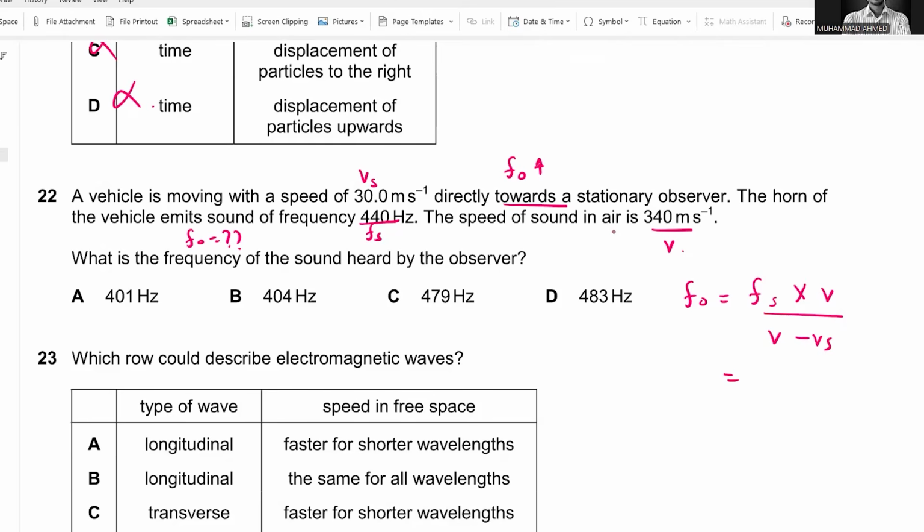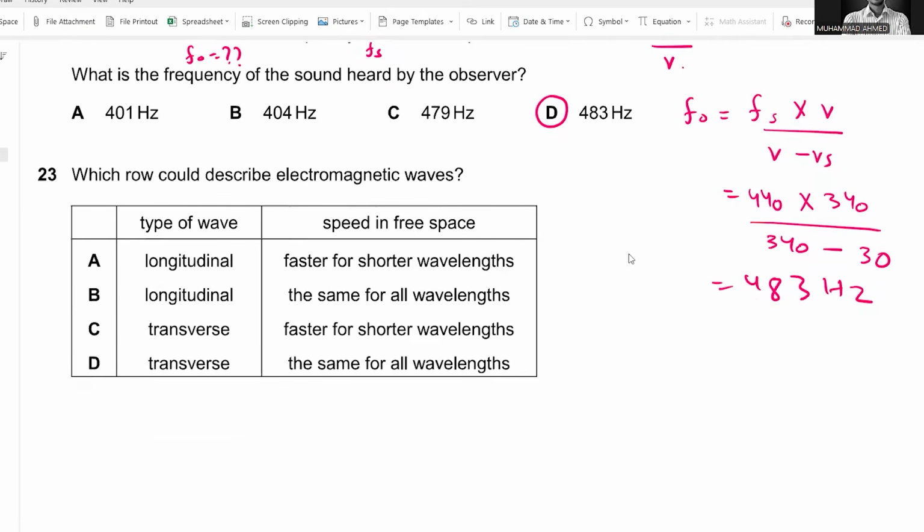What is the frequency of sound emitted by the vehicle? 440. What is the speed of the sound? 340. Divided by what? 340 minus the speed of source, that is 30. What does your answer come out to be? Beta, let's put it in a calculator. 440 times 340 divided by 340 minus 30. The frequency observed comes out to be 483 hertz. That is option D.